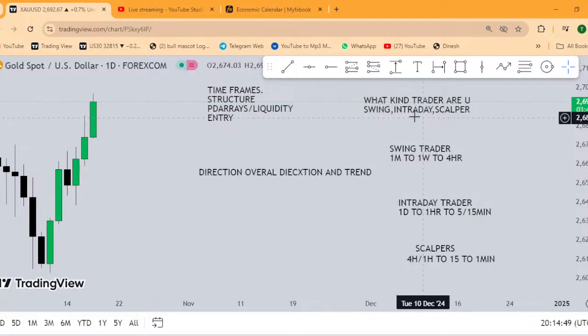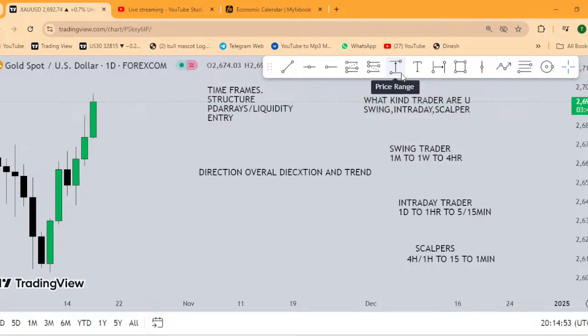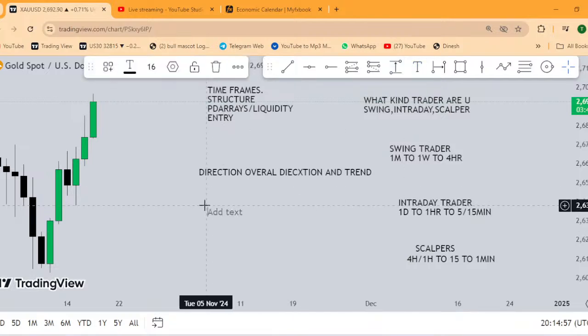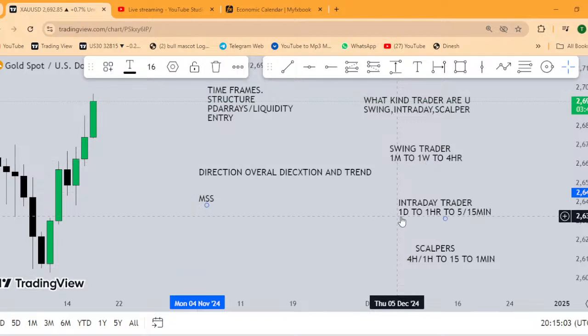Then when you go to the 4 hour chart, you are looking for the market structure shift. Those are very key things to look into, the market structure shift. So the monthly, the daily, the 4 hour is for direction.